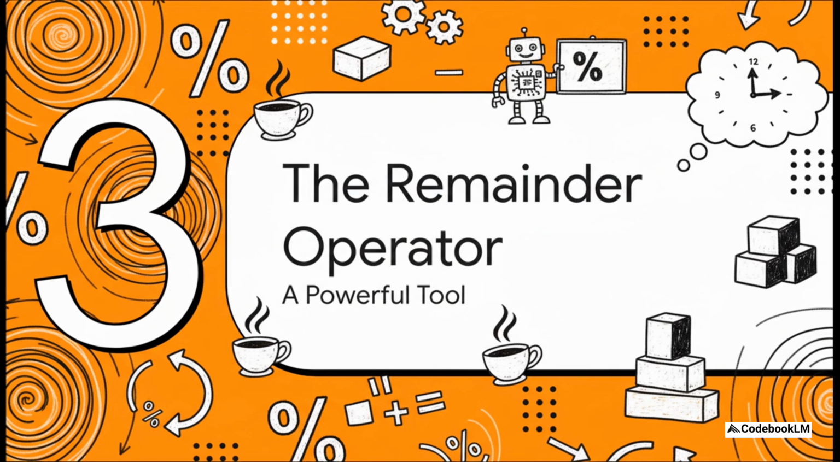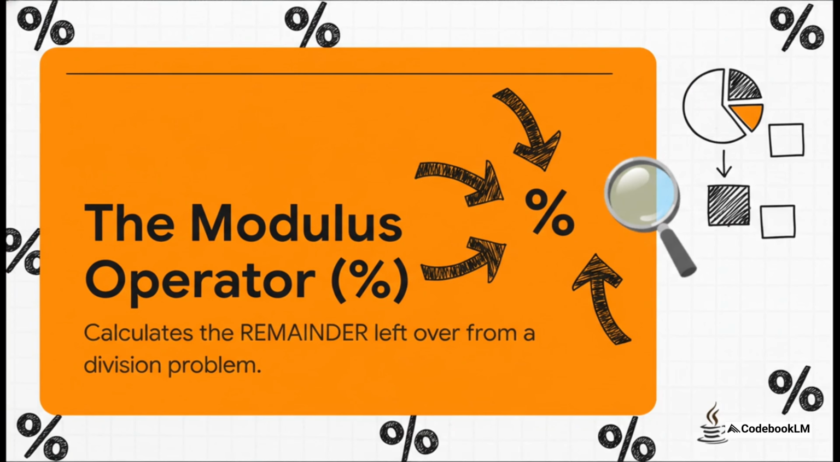Now for something that might be new, but it is an absolute secret weapon for programmers. Let's talk about the modulus, or what's better known as the remainder operator. So this percent sign here, it doesn't do percentages. In programming, it has a totally different job. When you use it, you're not asking for the answer to a division problem. You're asking, hey, after you divide these numbers, what's left over? It is all about the remainder.